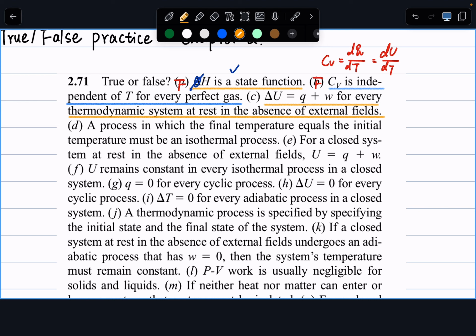Read it carefully and see if you think it's true or false. So, in this question, we're missing one term to make it true, which is saying the system must be a closed system. All right, so pay attention to every statement in these true or false problems. So this one is false, but if we add a closed system, then it's true. That's our first law of thermodynamics.